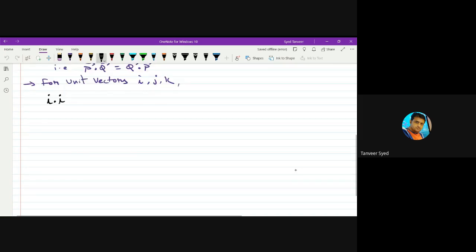Now, if you take the scalar product or dot product of unit vectors, i, j, k are unit vectors. I hope you remember this i, j, k.